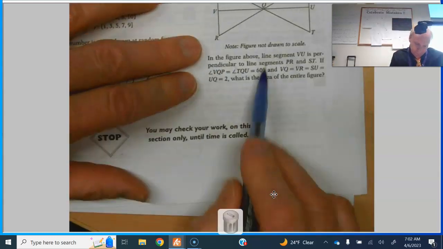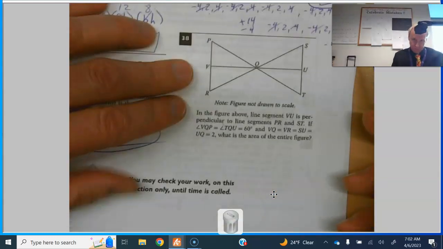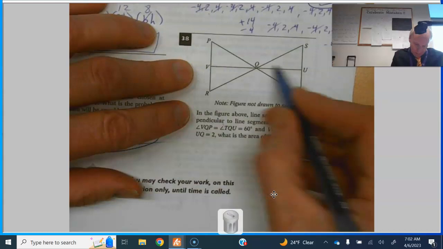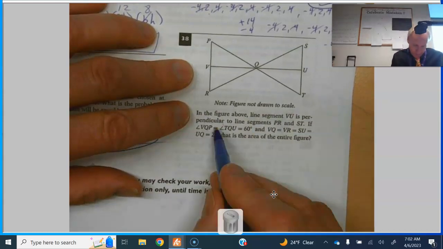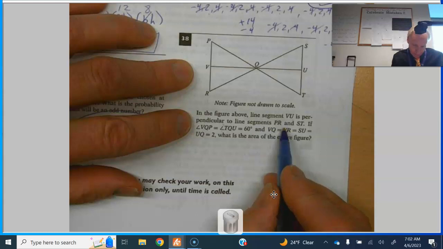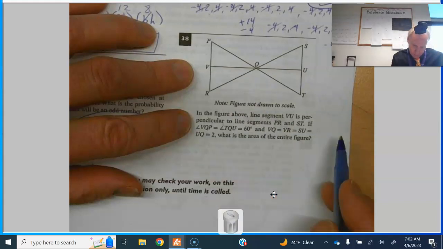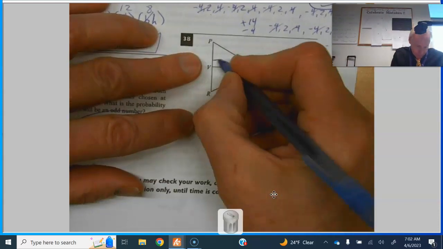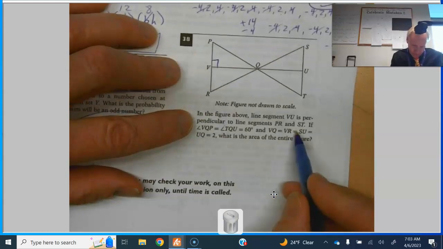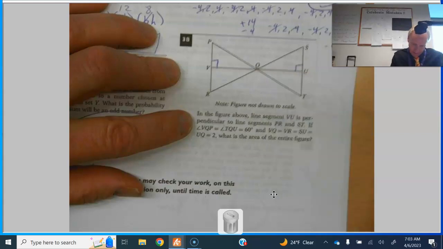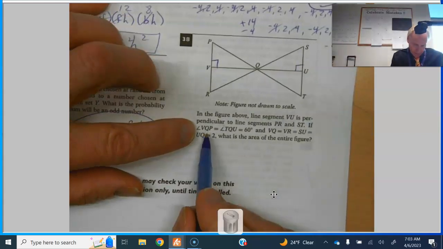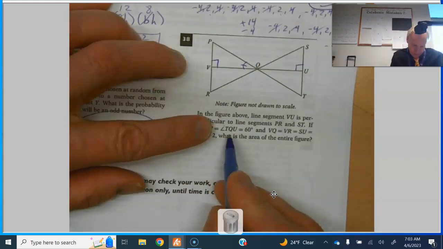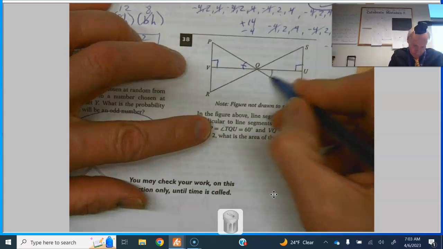All right, last one. In the figure above, okay, make sure I'm lined up. There we go. In the figure above, the line segment VU, the whole line segment, is perpendicular to line segment PR. Not drawn to scale. Where's PR? Oh, there it is. That makes sense. And ST. Okay, we've got right angles. Angle VQP, that's that one. TQU is 60.